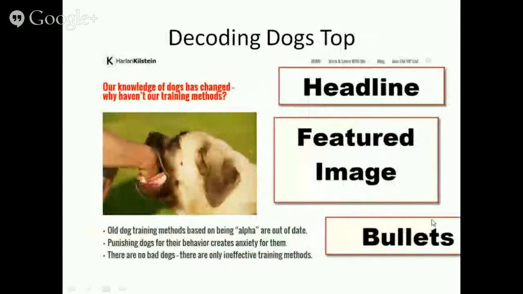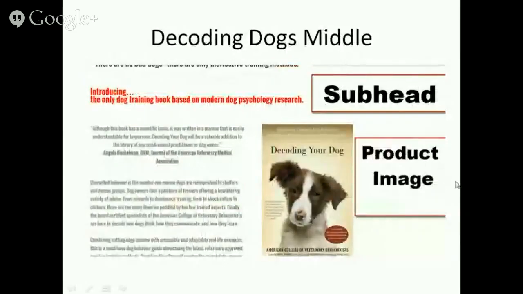And that is the top page. Now we'll go down to the middle of the page. There's a subhead, introducing the only dog training book based on modern dog psychology. So once again, we're talking about exclusivity. It's a good headline. And now for the first time, the person is a little bit engaged, and now we're talking about a dog training book.